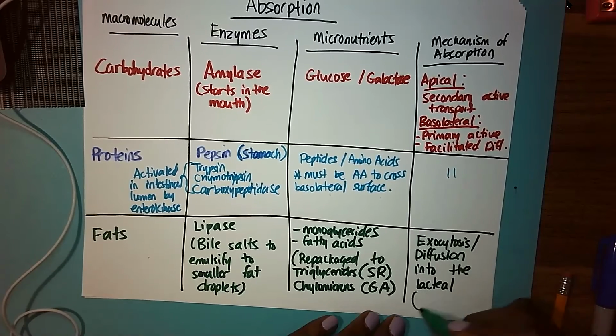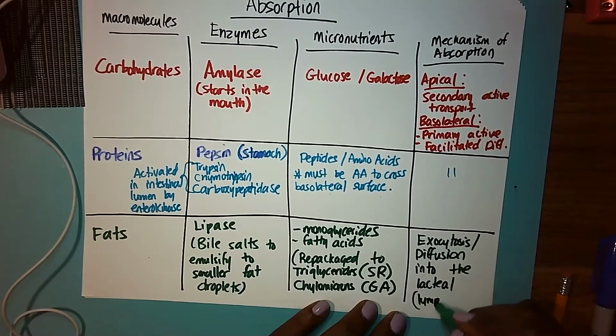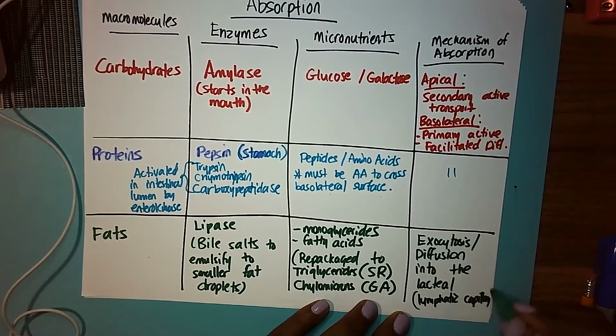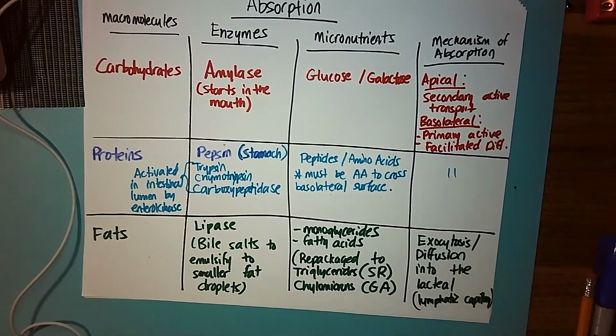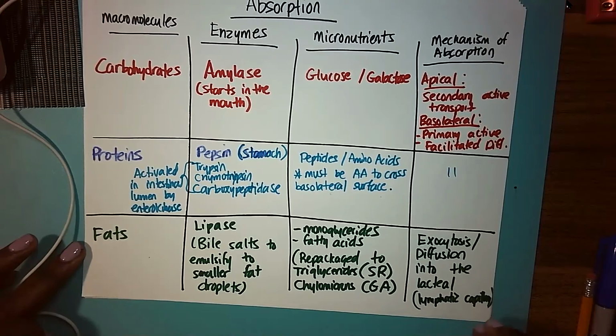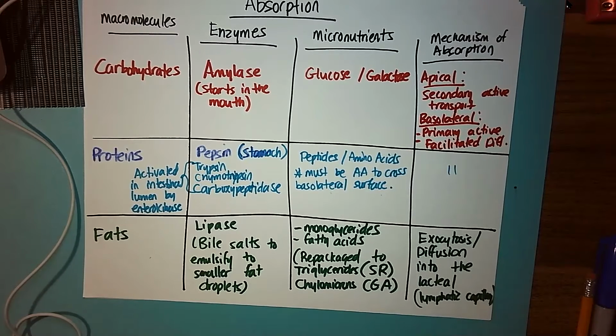And remember, the lacteal is a lymphatic capillary. Okay, this is a capillary. It's a bit jumbled. So that's how we absorb fats into the bloodstream, and that's how we absorb all of the nutrients here.